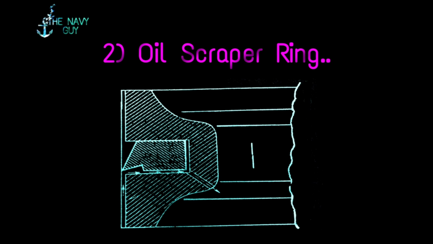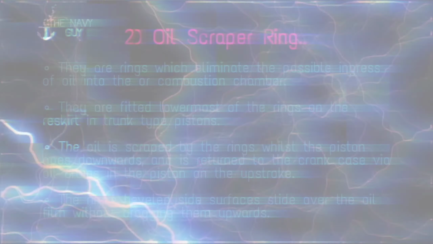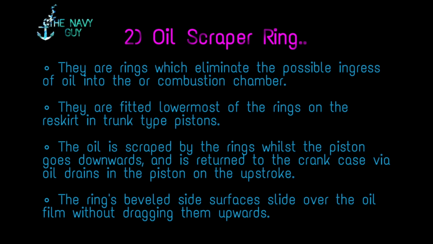Now let's talk about the second set of rings, that is oil scraper rings. They are rings which eliminate the possible ingress of oil into the combustion chamber. They are fitted lowermost of the rings on the skirt and trunk type pistons. The oil is scraped by the rings whilst the piston goes downwards, and is returned to the crankcase via oil drains in the piston on the upstroke.